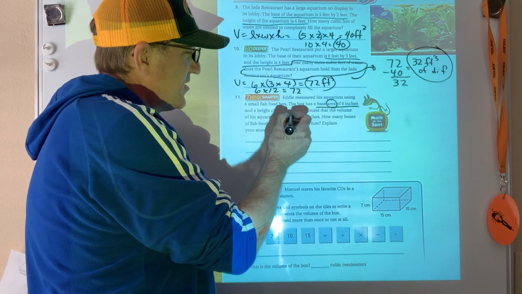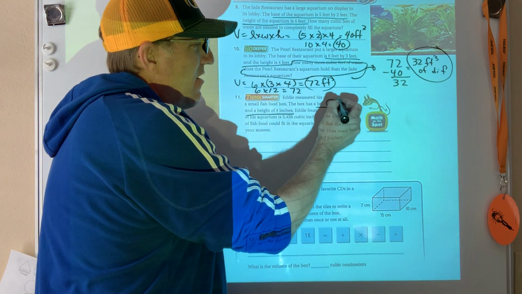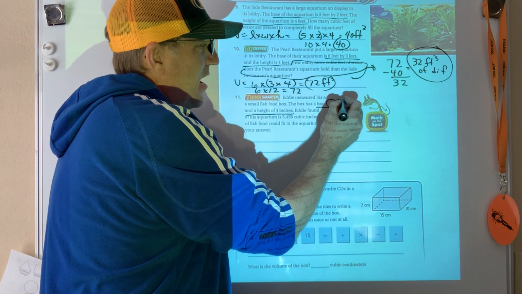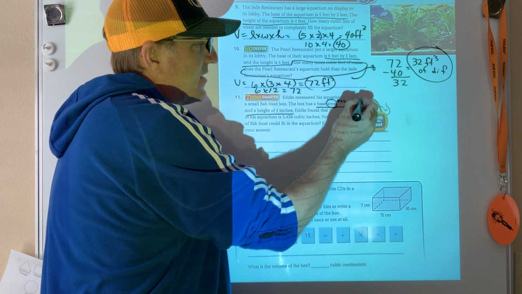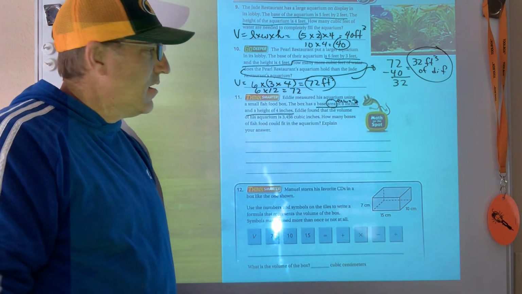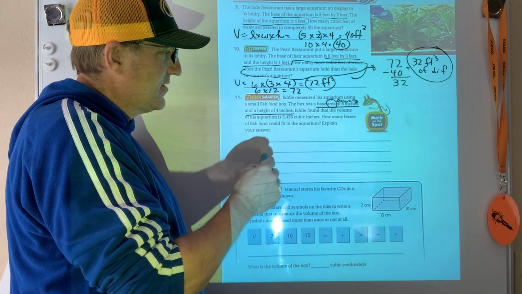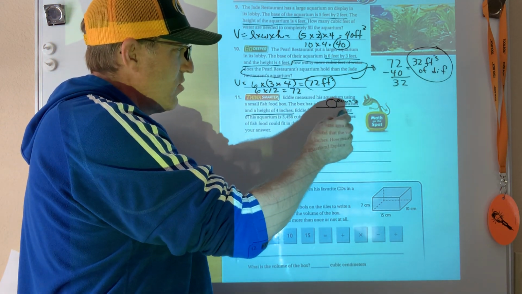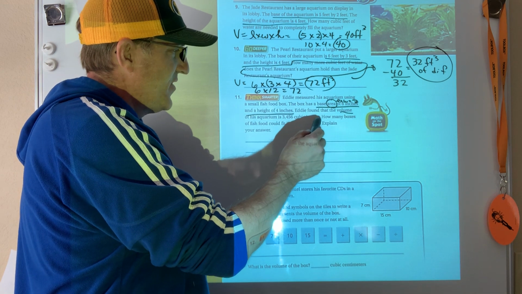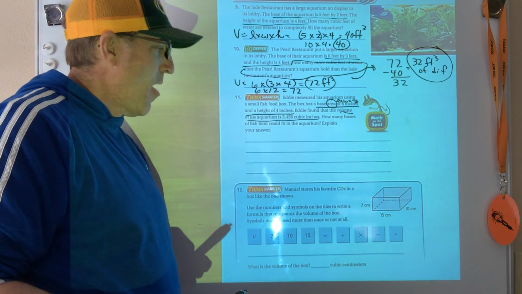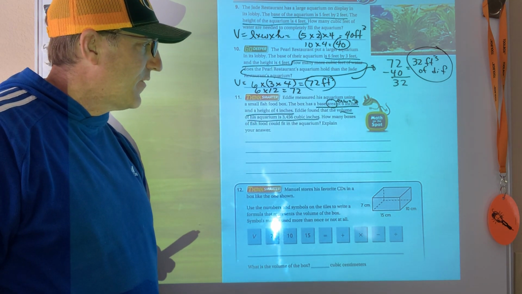And a height of 4 inches. Remember, area equals length times width, which equals 6, and 4. Eddie found that the volume of his aquarium was 3,456 cubic inches. How many boxes of fish food could you fit in the aquarium? Explain your answer.